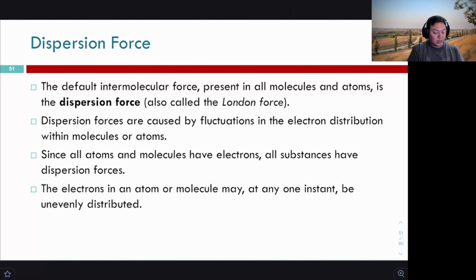So the first force that we're going to talk about is also the weakest force, but it's the force that occurs between all things. Actually, I was looking this one up a little earlier. These dispersion forces are also called London forces or London dispersion forces because they were proposed by Fritz, I think it was Fritz London, way back.